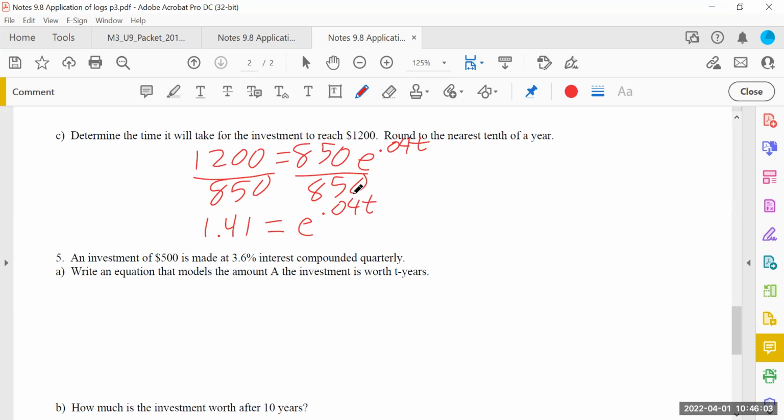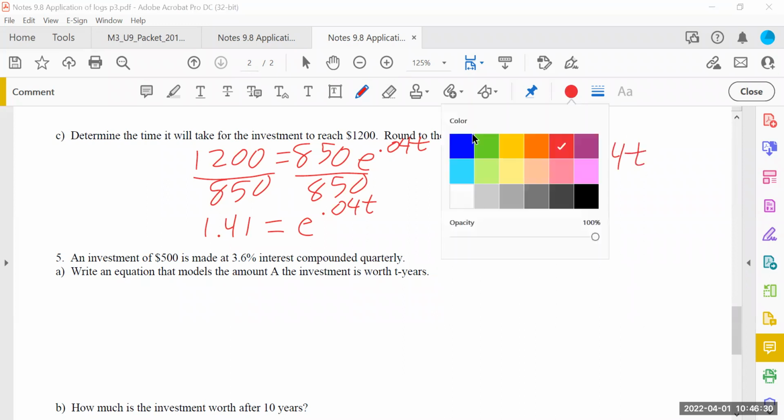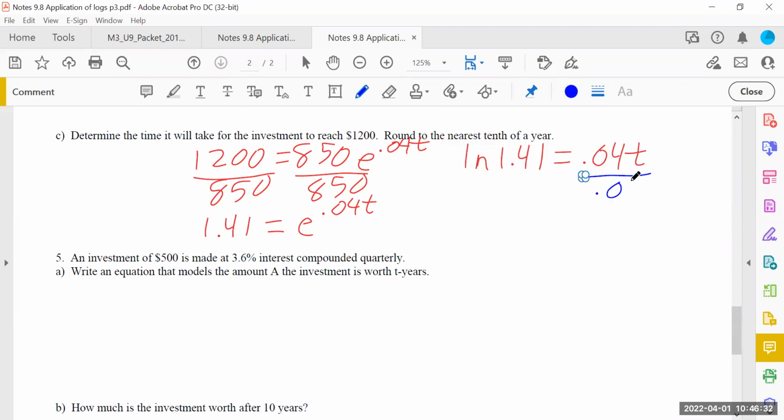So now I'm going to switch this to log form to get that t out of the exponent. What's log base e? How do I write log base e? ln, the natural log. Natural log of 1.41, so whatever it was equal to, that's inside my natural log, is equal to the 0.04t. Divide both sides by 0.04. And this right here, that's your answer.